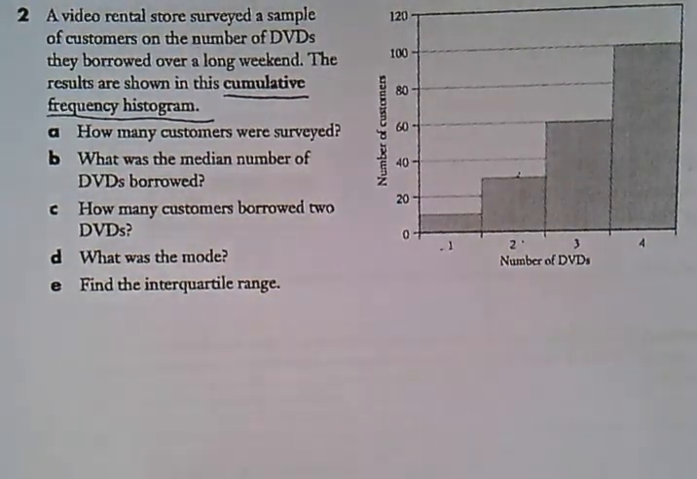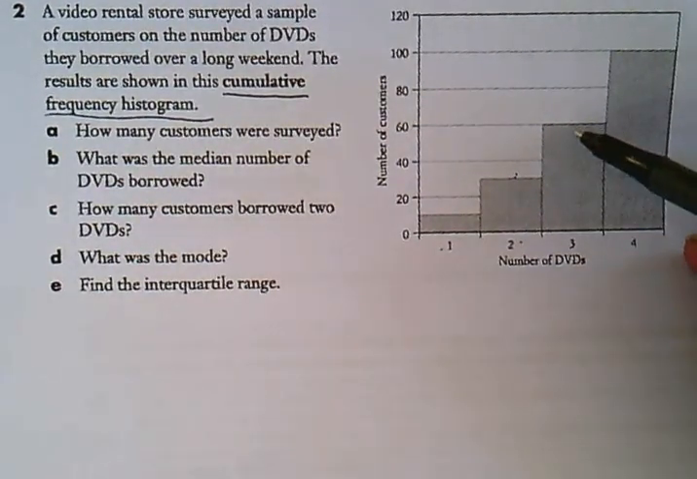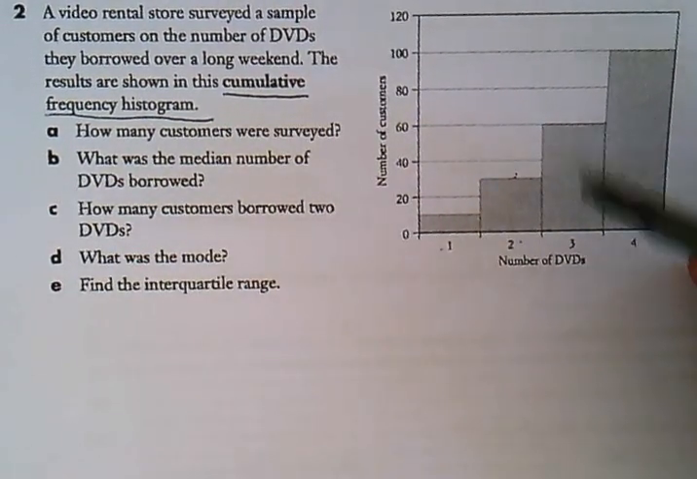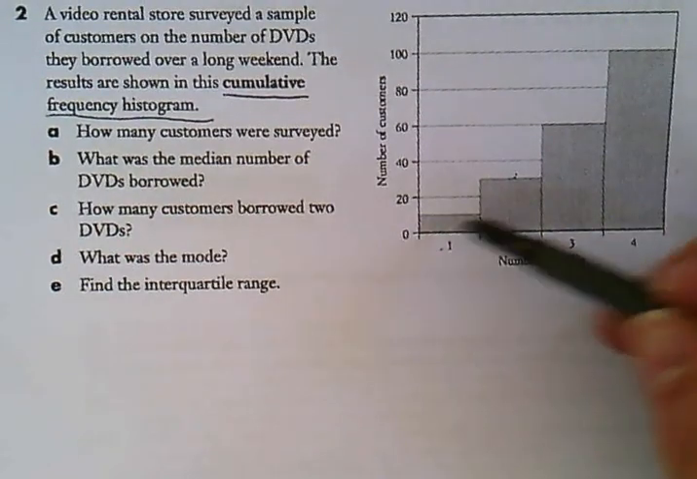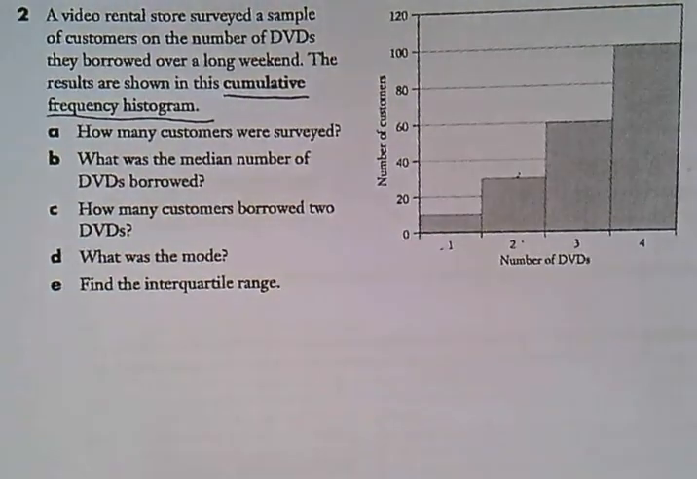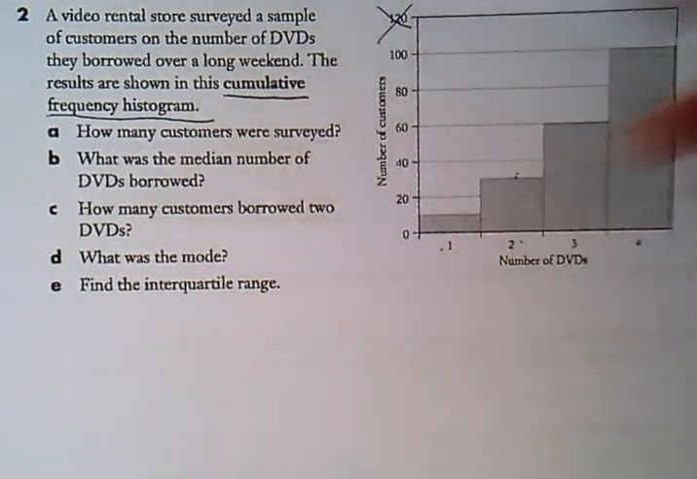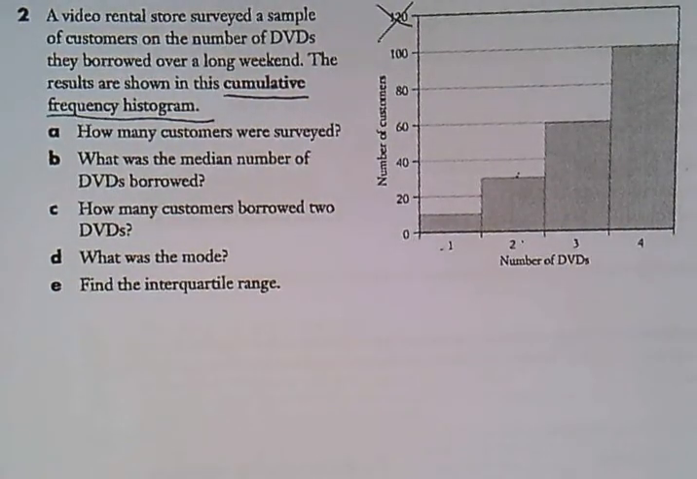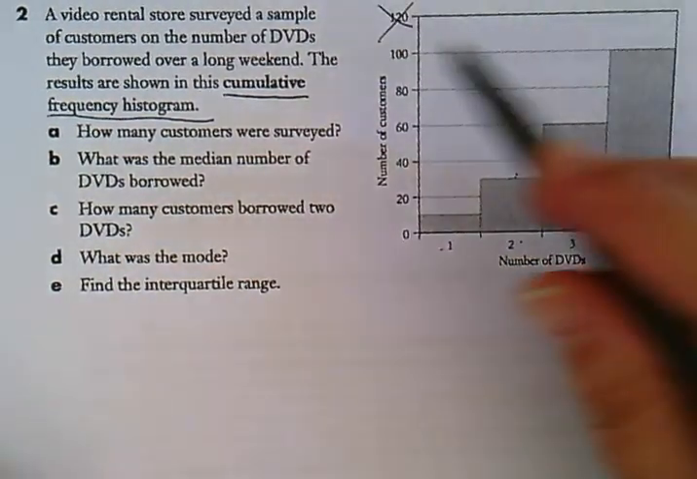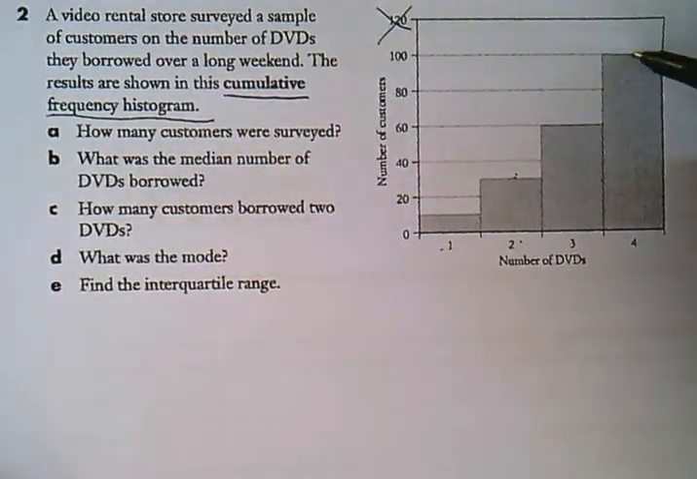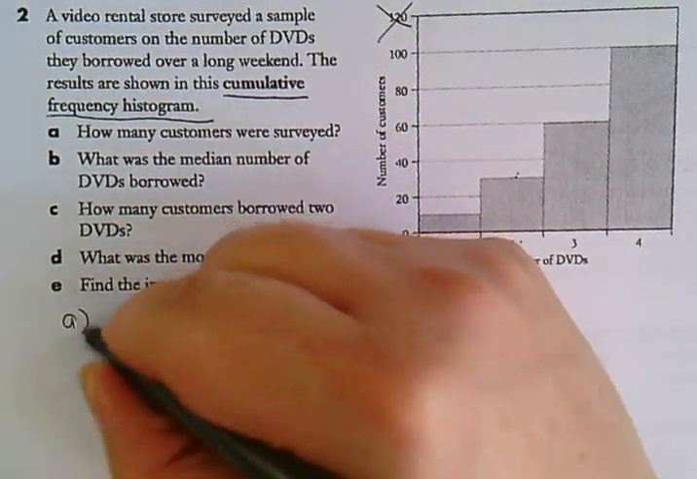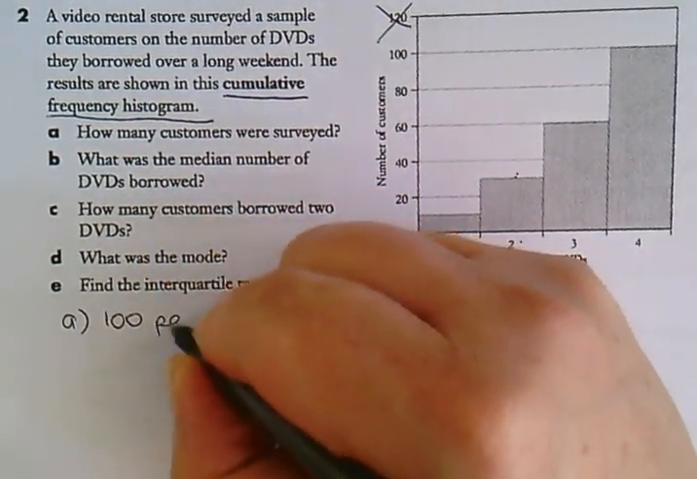But we don't need to know that. We just need to know that 1, 2, or 3 DVDs was 60 people. Do you get it? 1, 2, 3, or 4 DVDs was 100 people. Now 100 is everybody, not 120. What is the total frequency? How many people were surveyed? 100, not 120. The graph only goes up to 100. So for A, 100 people were surveyed.